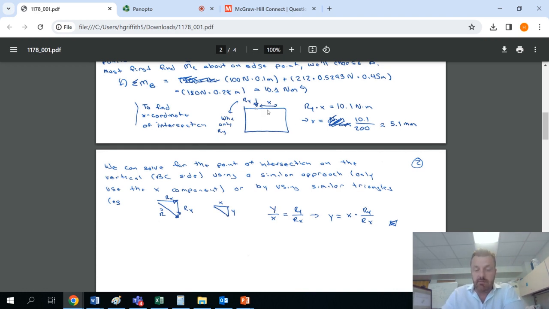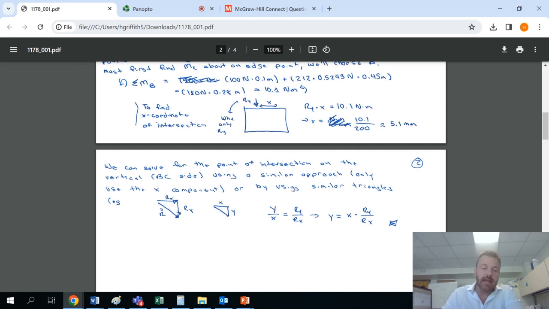So when you're trying to find the point of intersection on the actual vertical axis, you could do it the same way that we did. Of course, you're only going to use the x component of the actual resultant force, because the y component of the resultant force, if it's any point along this edge, would have a line of action through B.